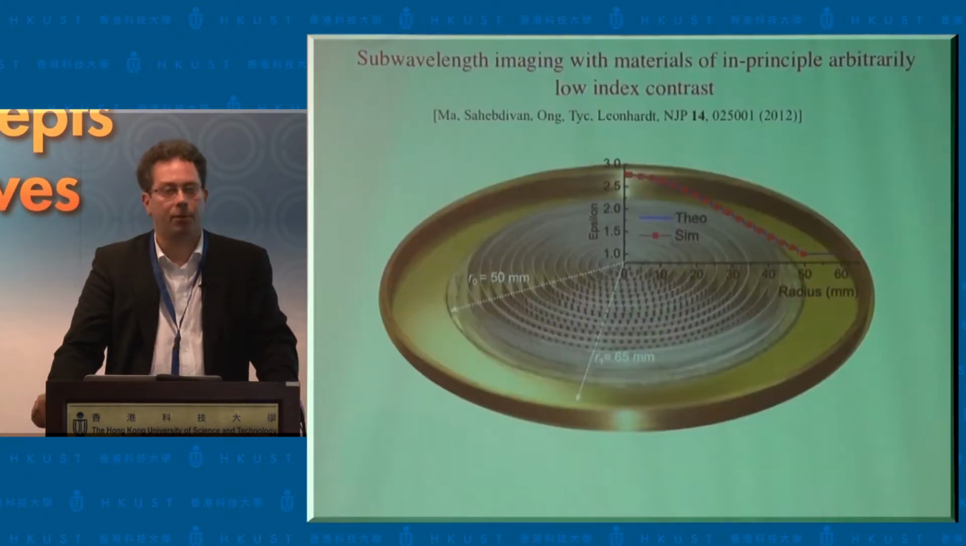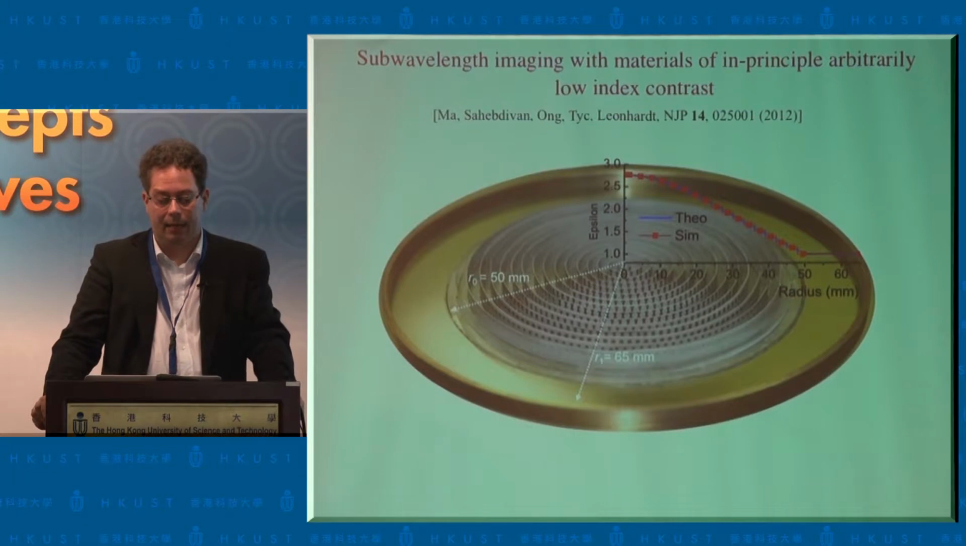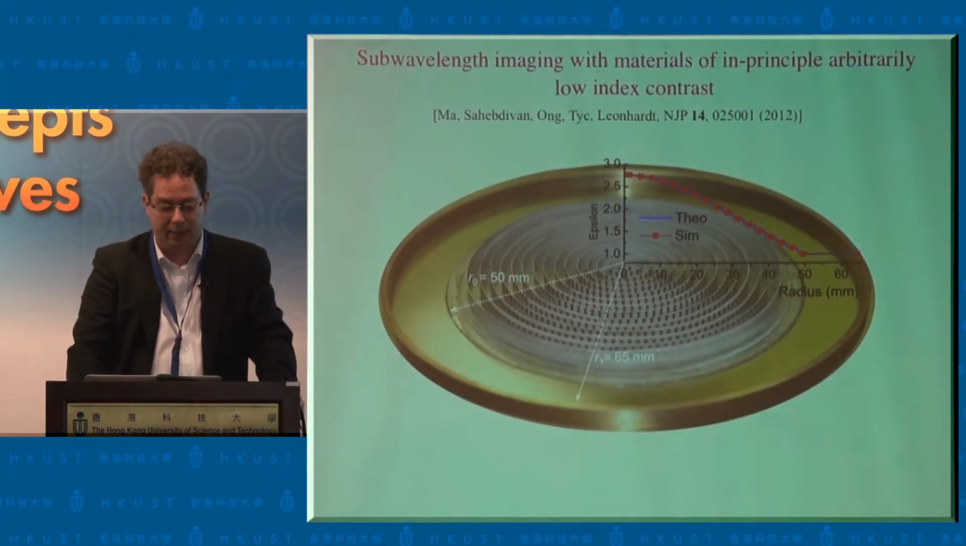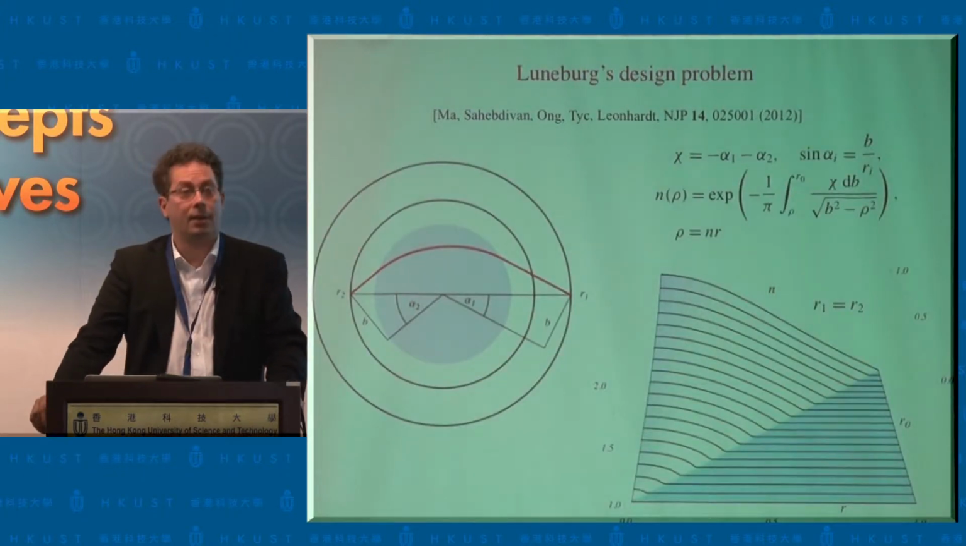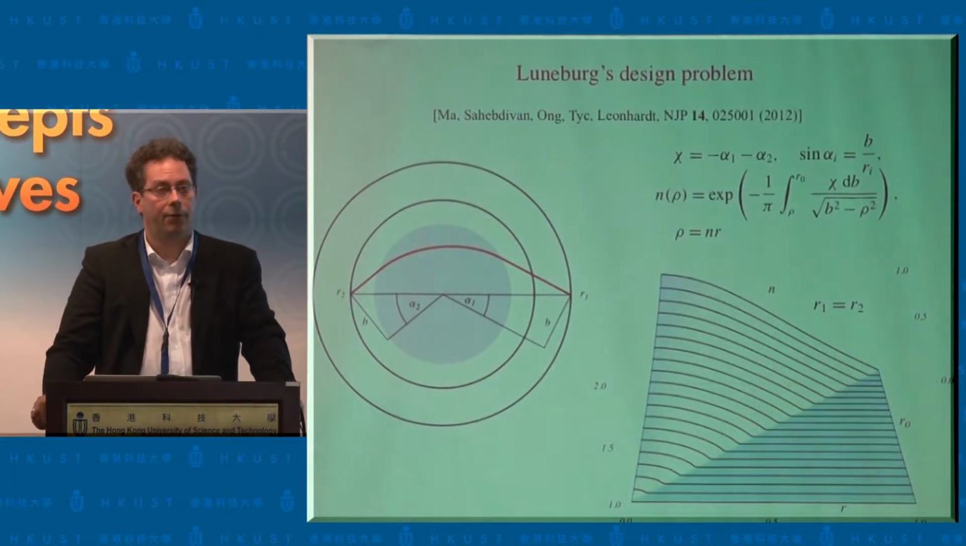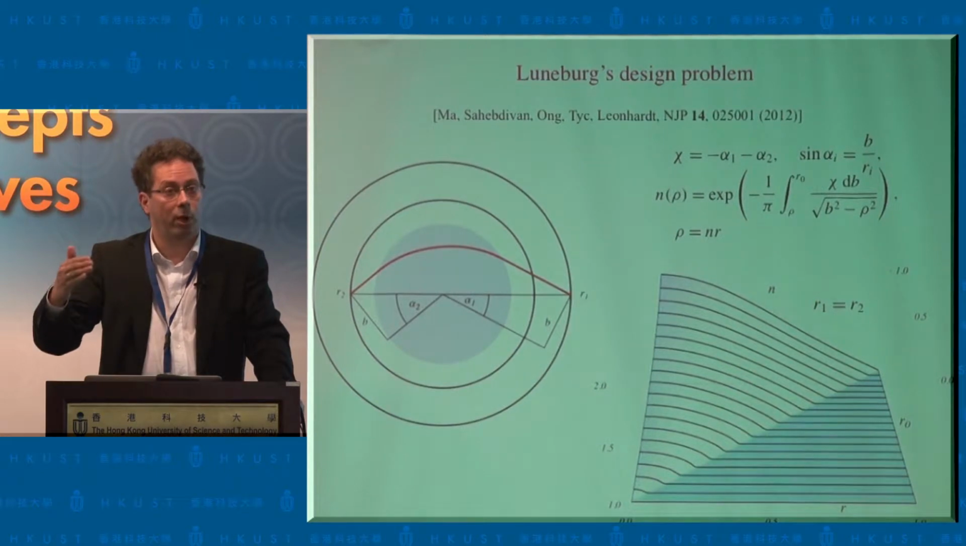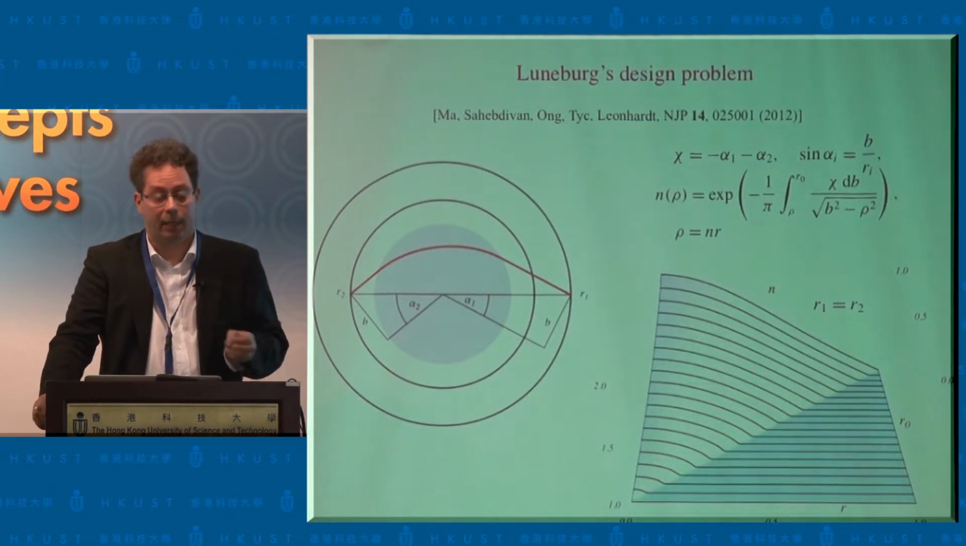So this is one experiment. I would like to report on a second one, where we showed that you can achieve subwavelength resolution with materials of, in principle, arbitrarily low index contrast. In the Maxwell fisheye lens, the index contrast is a factor of 2, but it's possible to go down and have, in principle, an arbitrarily low contrast. This goes back to a problem discussed by Luneburg, and the problem is this. If you want to achieve a situation as shown in the picture, where a light ray goes from one radius to another radius with specified angles, then you can solve that problem. You can find out what refractive index distribution you need to make a well-defined scattering of light by a radially symmetric substance.